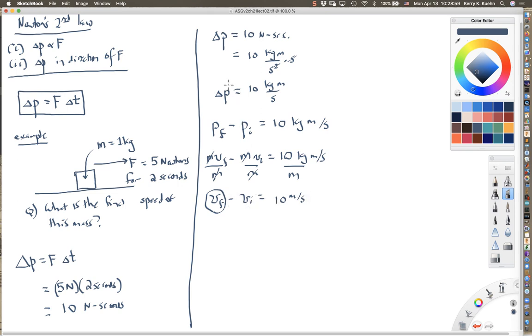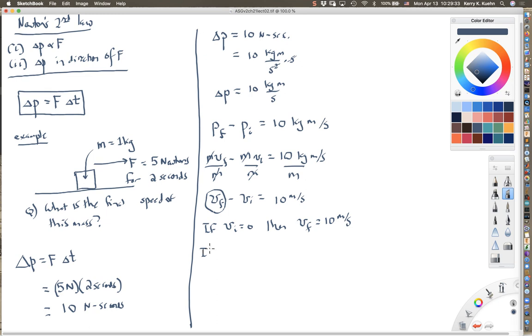Remember, Newton's second law gives us the change in momentum. It doesn't give us a way of finding out what the momentum is. All it gives us is a way of finding out the change in momentum. And so we don't really know what the final velocity is unless we knew the initial velocity. So for example, if the initial velocity was 0, if it was originally sitting still, then we could say that the final velocity was 10 meters per second. It's sliding rightward after the application of this force with a speed of 10 meters per second.